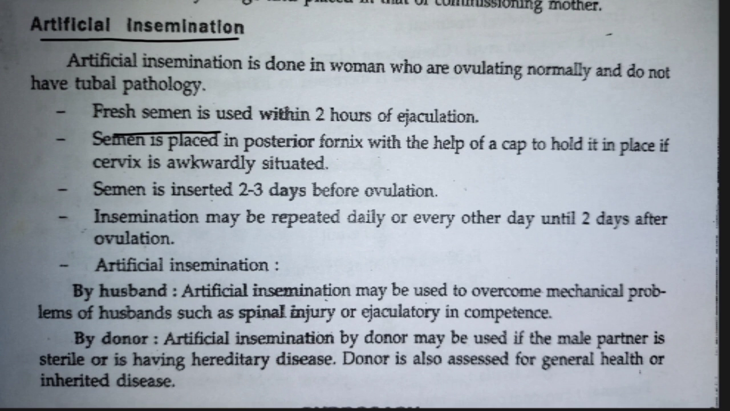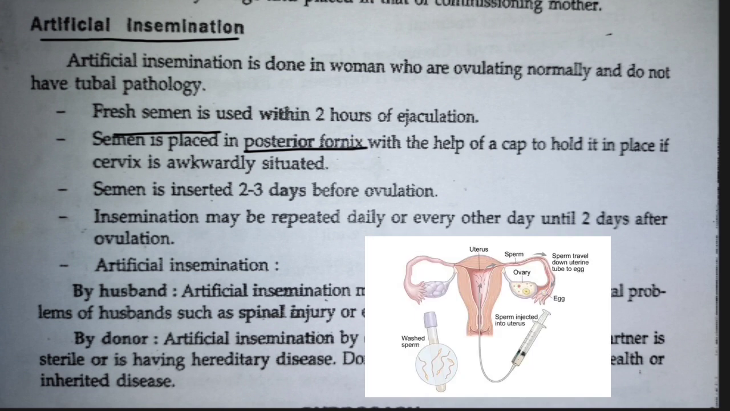And how is the act performed? There is a tool known as the posterior fornix speculum, which will be placed in the vagina in front of the uterus, and that will widen and open the cervix. When it is opened, with the help of an injection connected to a tube, the semen will be inserted and will reach the uterus. This act will be performed generally before the ovulation process.